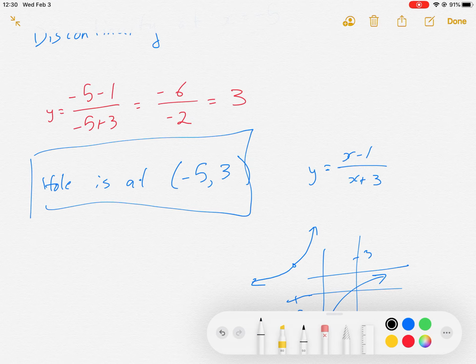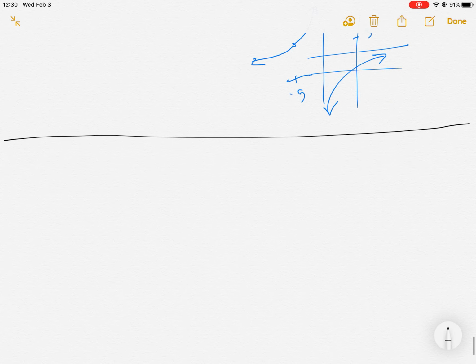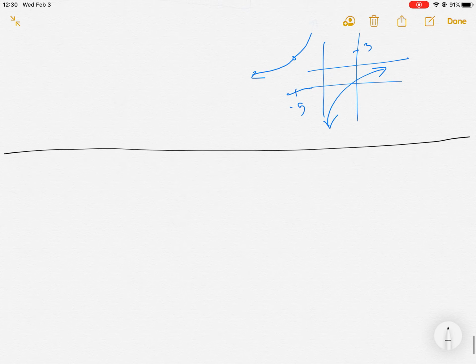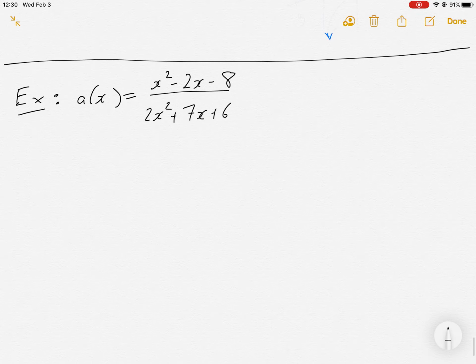Okay, let's try another example just with finding the hole in the graph, and then we'll do a problem. Actually, we'll do the example of finding the hole, and then we'll continue the problem and find all the asymptotes and intercepts and everything. So for this next function, let's look at a of x equals x squared minus 2x minus 8 over 2x squared plus 7x plus 6.